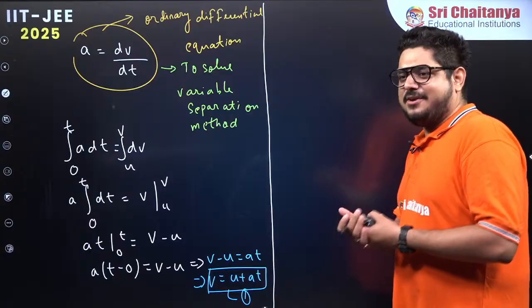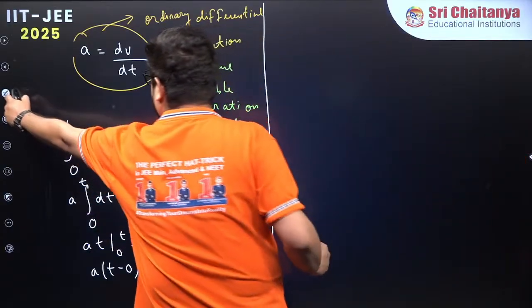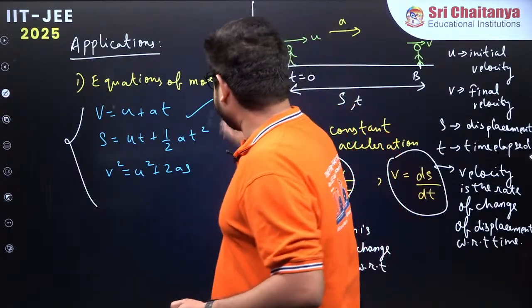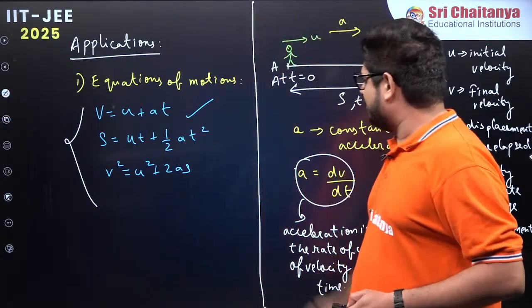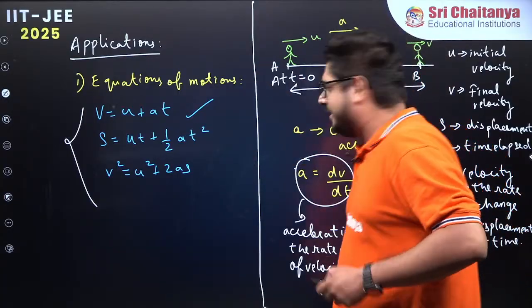Okay? So now let's try to move to the next. Now we need to deduce the second equation. What's the second equation? The first equation has come. Now we need to derive the second equation over here, which is s is equal to ut plus half at square. So what needs to be done?